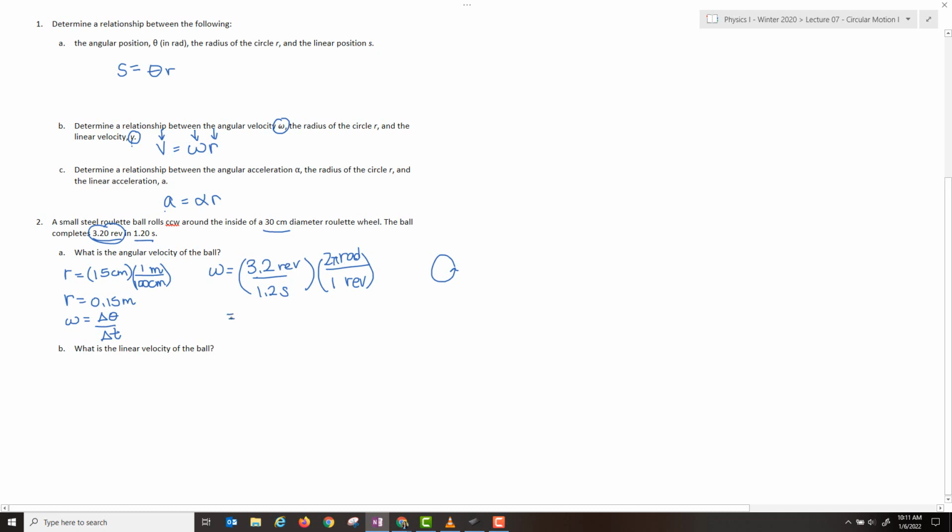So I'm going to just type that onto my calculator. I have 3.2 over 1.2, and I'm multiplying that by 2 pi.